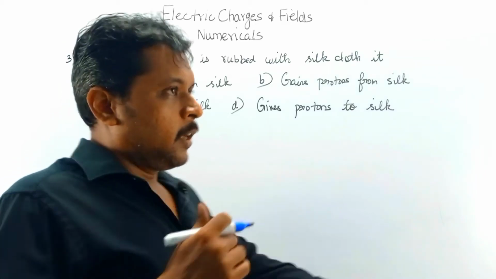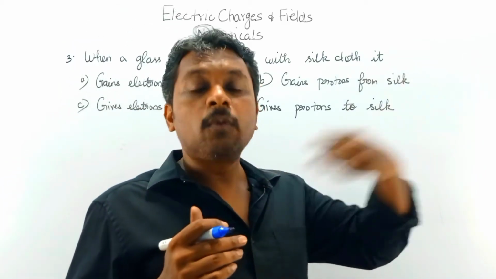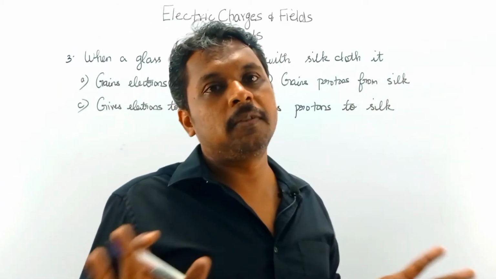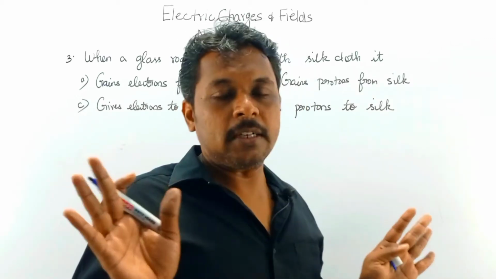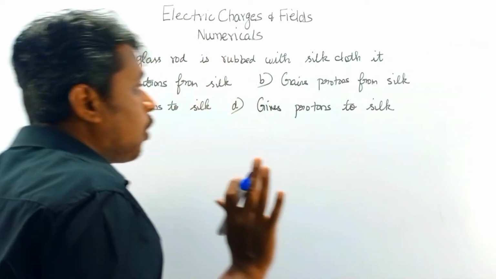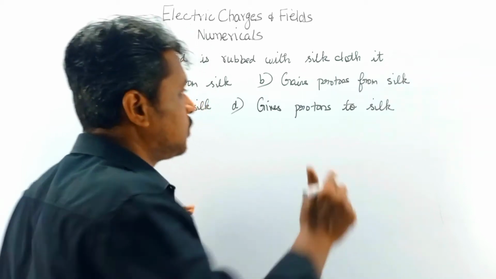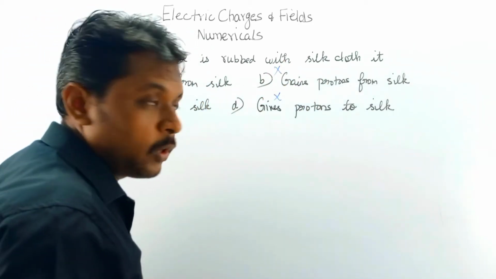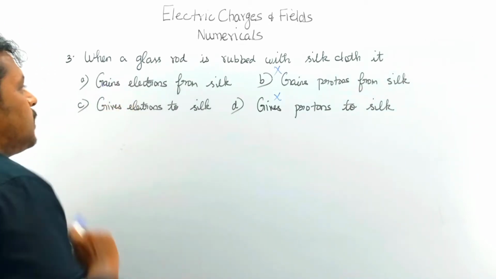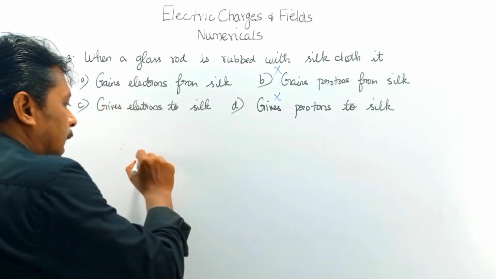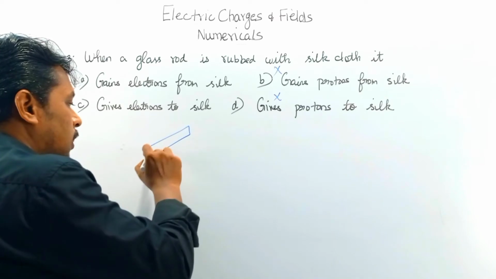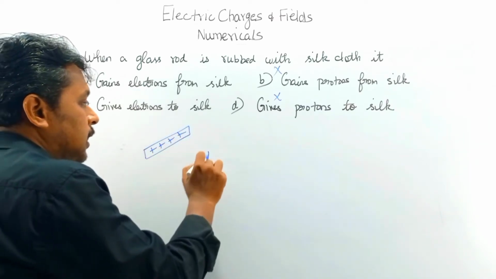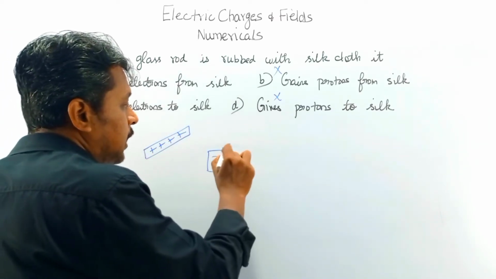If there is a loss of electrons, it is positive charge. If there is a gain of electrons, it is negative charge. That's all. There is no contribution from protons, so these two options get cancelled out. We only have to choose the answer from A and C. We know that when a glass rod is rubbed with silk cloth, it attains positive charge and the silk cloth attains negative charge.